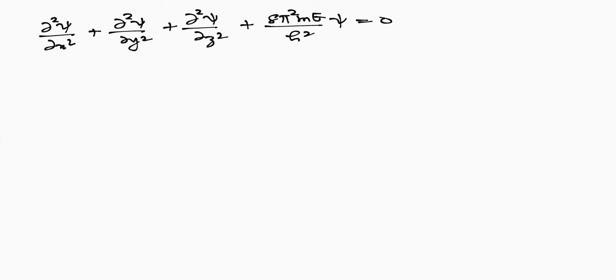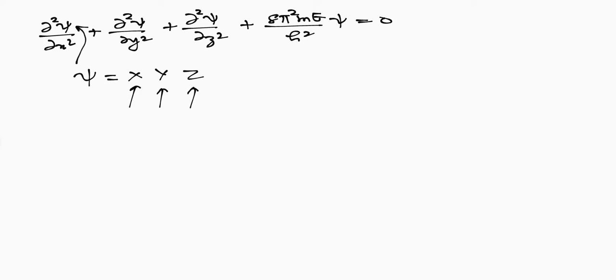Okay, so now how to solve this Schrodinger equation, right? And I have already told you that the wave function psi is separated into three functions. So if I substitute psi is equal to X into Y into Z, where X is a function of variable x alone, Y is a function of variable y alone, and Z is a function of variable z alone, if I substitute this here, what will I get? So in the place of psi, I'll substitute this.